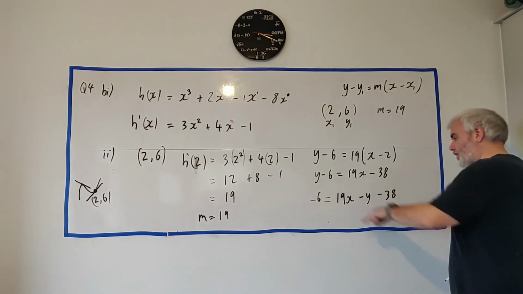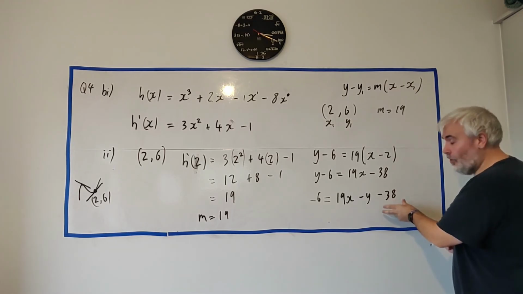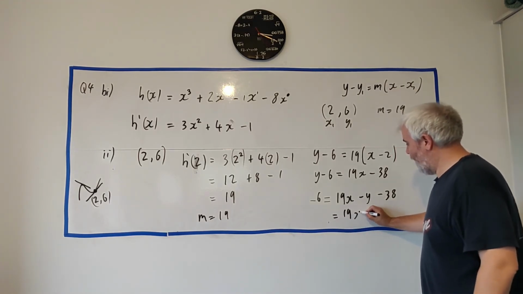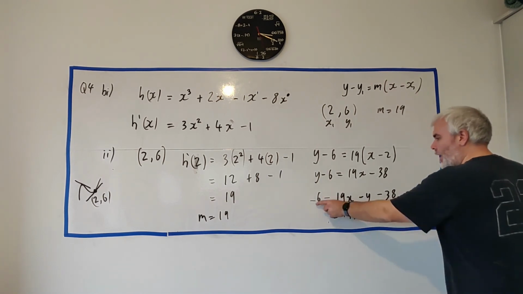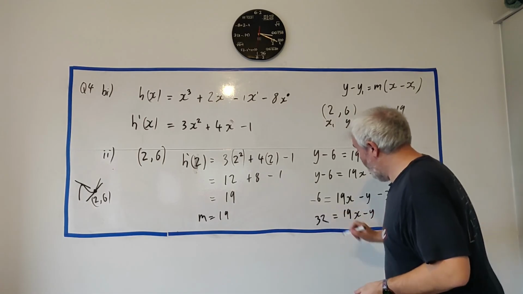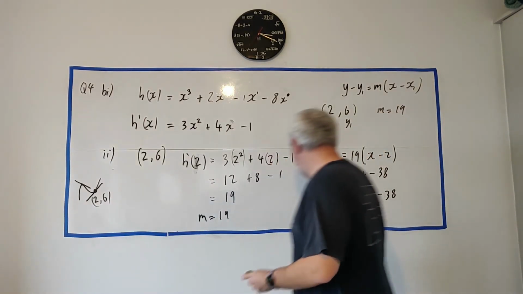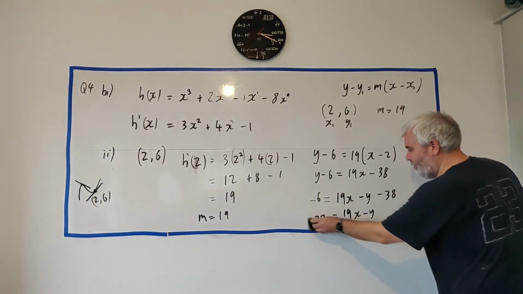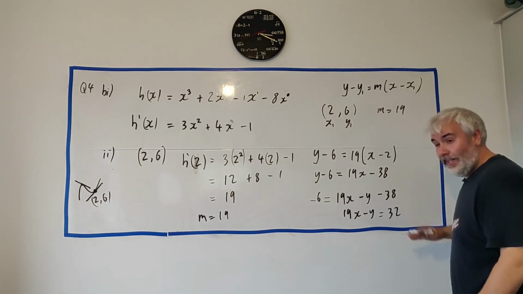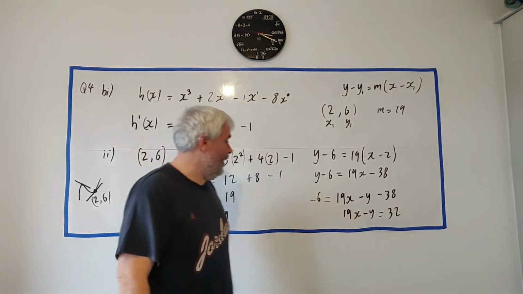Let's get the numbers all together. So minus 38, we'll add 38 to both sides. So we'll be left with 19x minus y. 38 minus 6 is 32. And that'd be the final answer, except usually we don't leave the number on the left. 32, we put it on the right. That really doesn't change anything there. But that's your final answer.